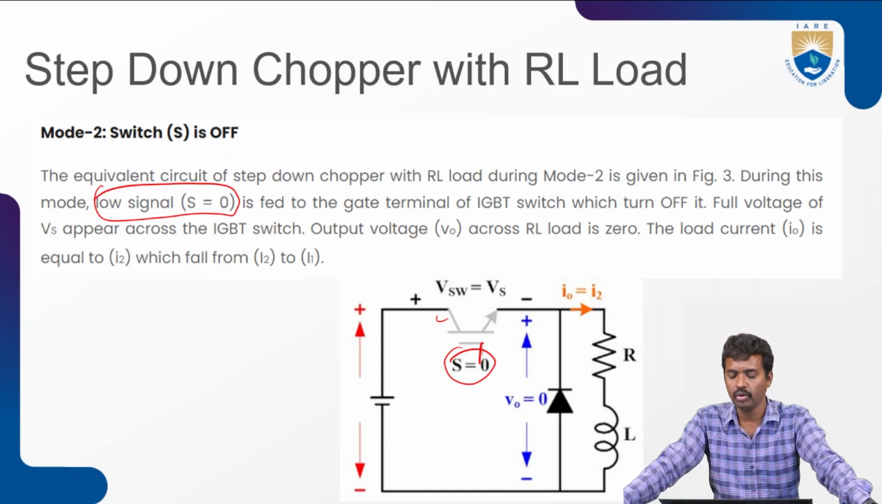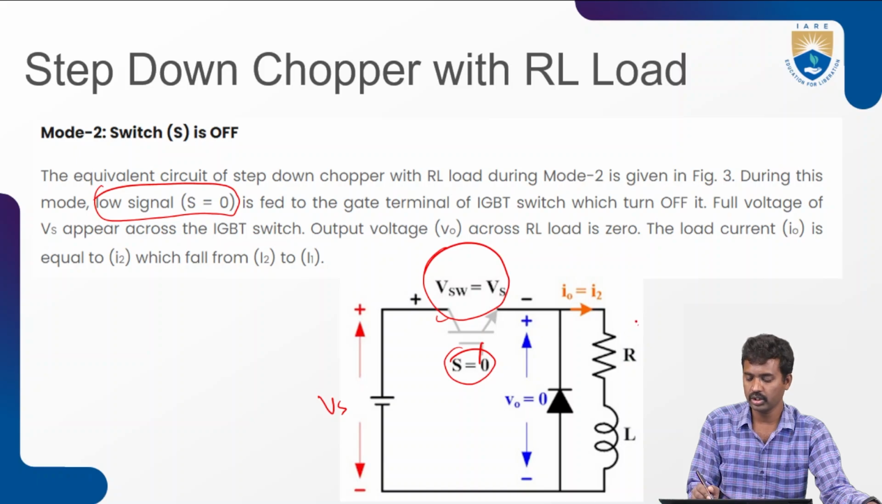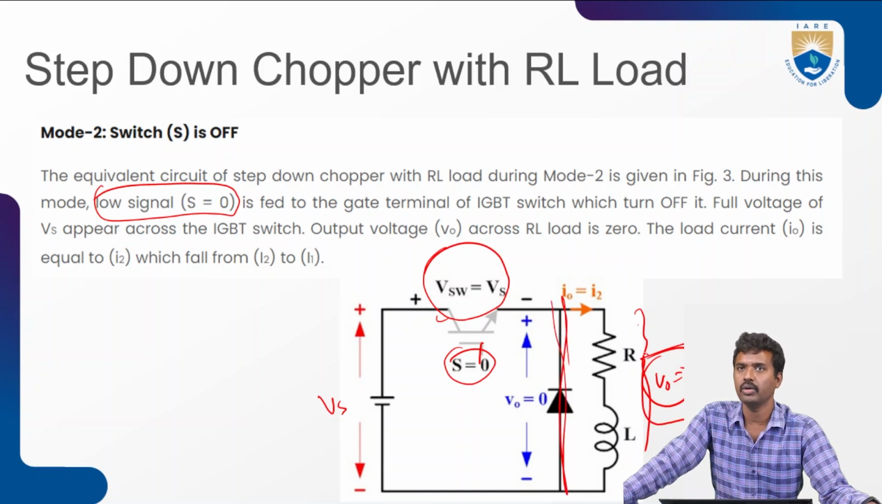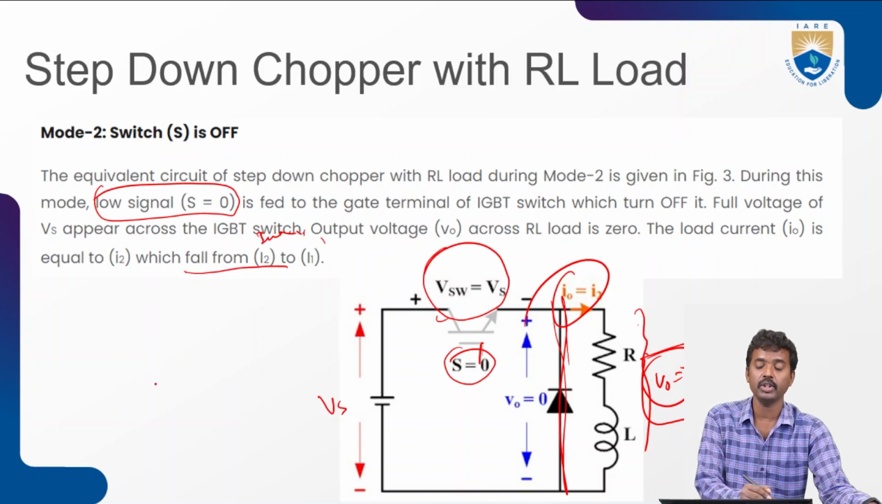Now the full supply voltage is applied across the switch. This is open, so the switch voltage is directly applied across this one, and this is an open circuit. The output voltage V0 is 0, as the load acts as a short circuit. Output voltage is 0. The load current I0 decays, falling from I maximum to I minimum during turn off.